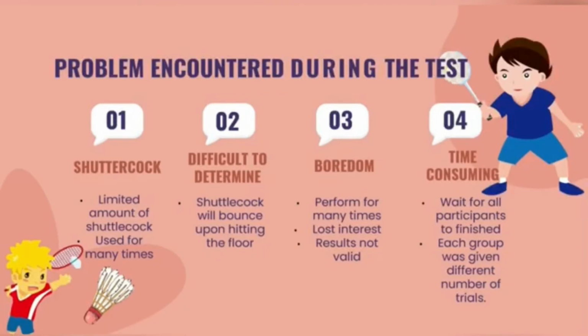The third problem is boredom. This is because the participants need to perform many times, so they might have lost their interest in the activities. So the results of the test might be invalid because they did not do the activities at their actual performance level. The fourth problem is time consuming. This is because we need to wait for all participants to finish the activities before we can calculate the mean.